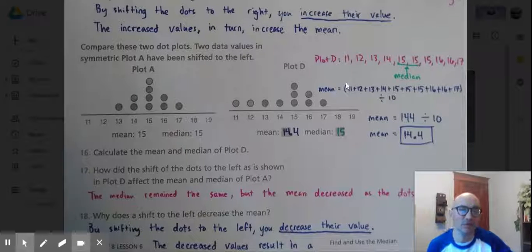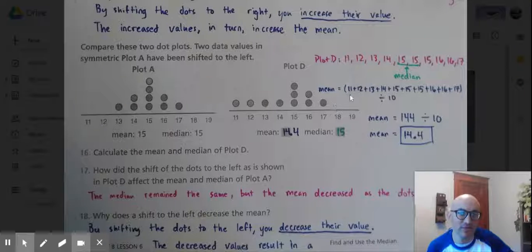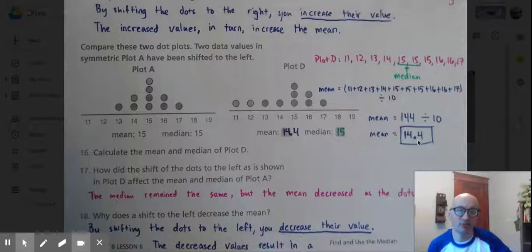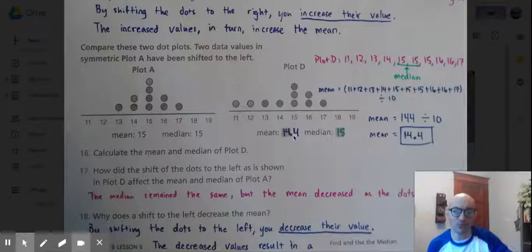Mean is where I have to do a little calculating. 11 plus 12 plus 13. So we're adding them all up, as we can see inside parentheses. We're dividing by 10 because there are 10 total values. Okay, so we add them all up. We get 144. 144 divided by 10 equals 14.4. So my mean, I write here in the box provided, 14.4.